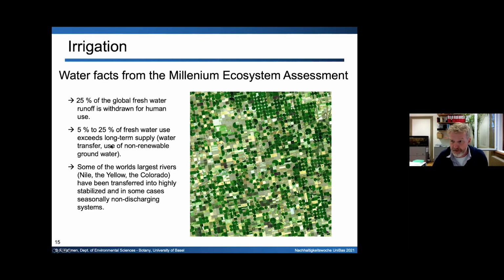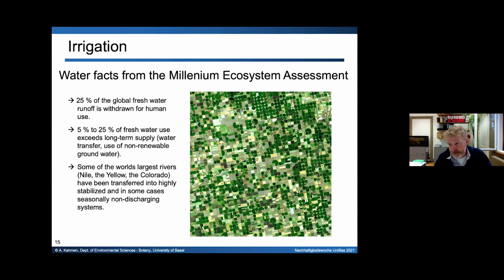And the scary thing when we talk about sustainability is that 5 to 25% of the freshwater use exceeds the long-term supply. So we're actually depleting a resource beyond its ability to regenerate. In fact, some of the world's largest rivers, the Nile, the Yellow River in China, or the Colorado River in the United States, those are huge watersheds that they drain, have been transformed into highly stabilized and, in some cases, like the Colorado River, non-discharging systems. So in dry summers, they don't even reach the ocean anymore.